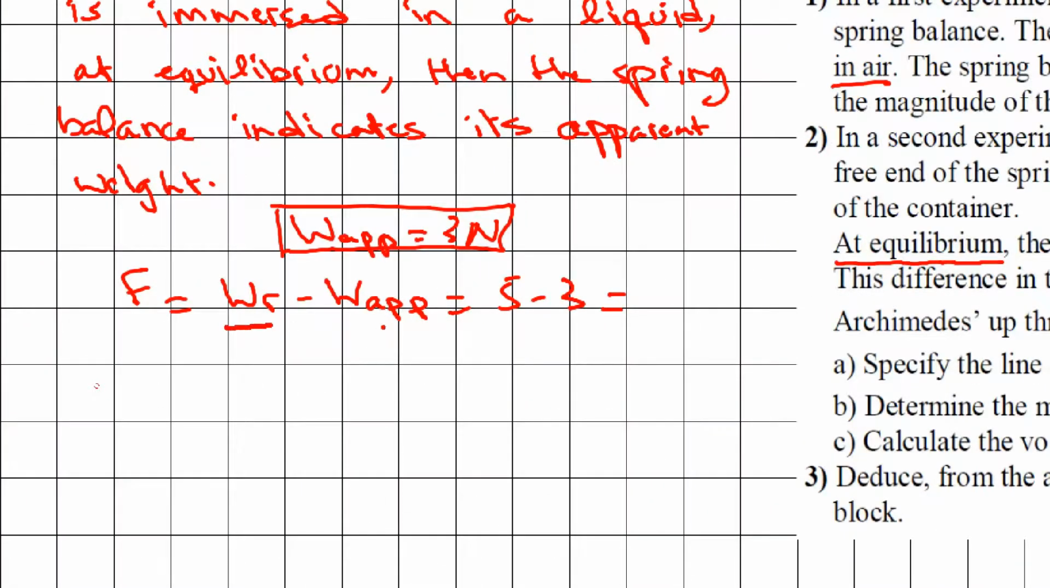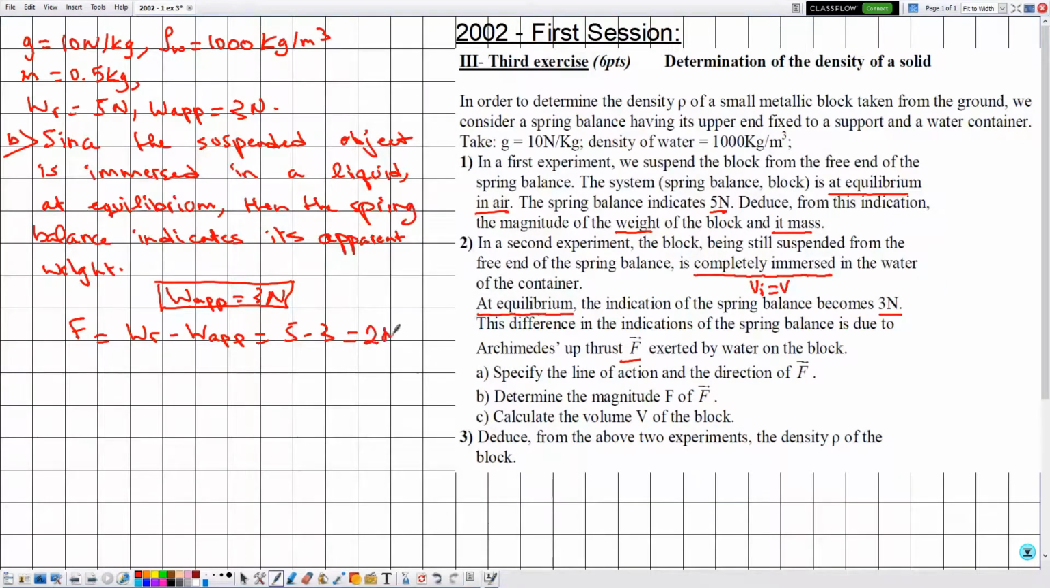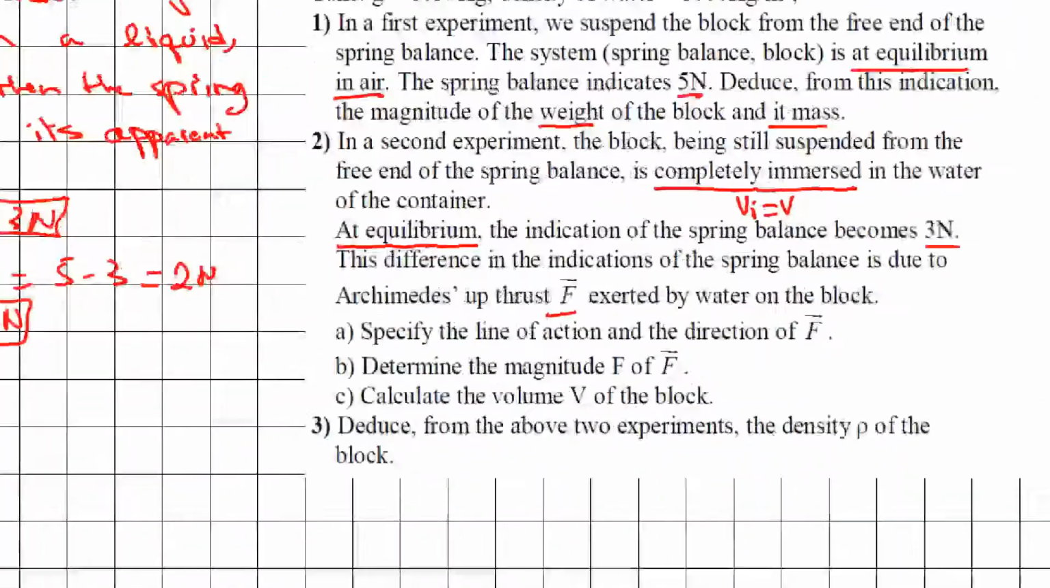So both are expressed in newtons, so the value of F will be in newtons, which is the SI. Then the force exerted by water on the small metallic block has a magnitude of F is equal to 2 newtons. Now in part C, calculate the volume V of the block.